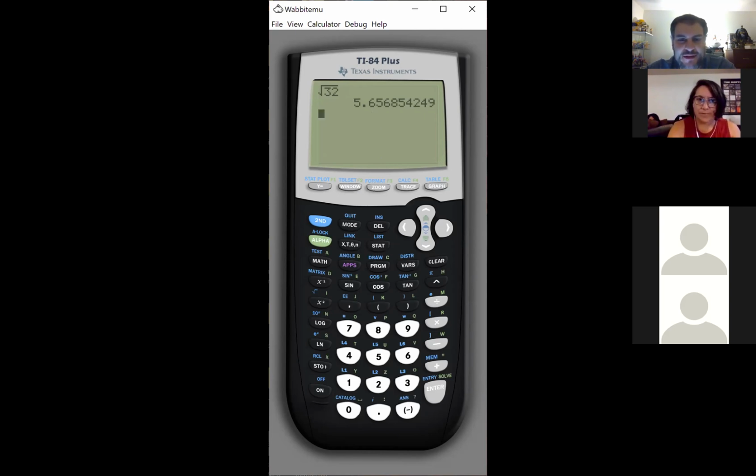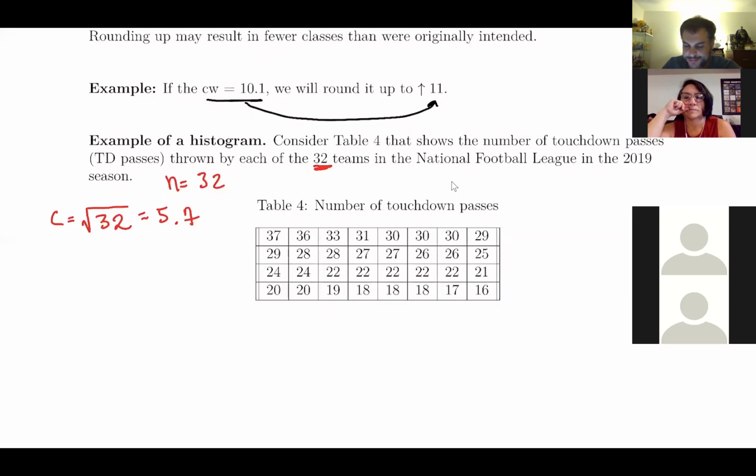Let's go ahead and transition back to the notes. If you look at it, we got C is equal to 5.7, but remember this represents how many rows we're going to use. I can't have 5.7 of a row, so we're going to round this up to the next whole number. So we get C is equal to 6. I'm going to box that, just so you know it's important.